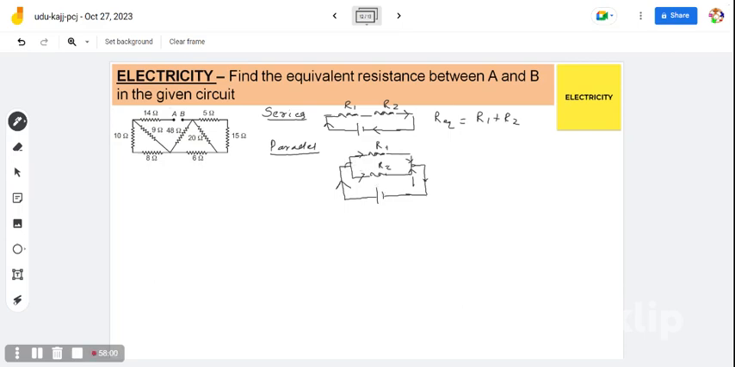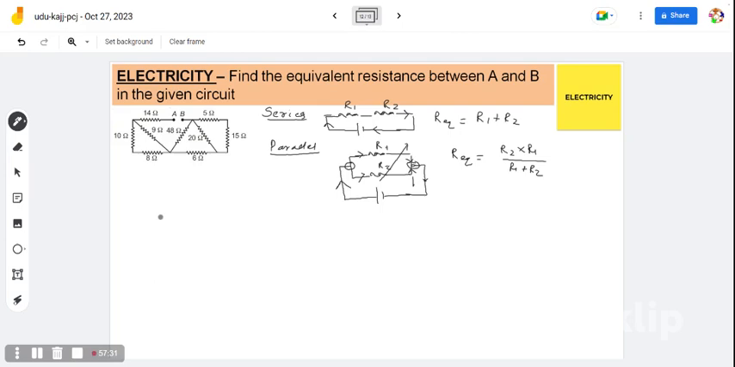So between the point at which the current divides and the point at which the current meets again, any resistances that are present in between will be in parallel. So what will be the equivalent resistance? It will be the product of both resistances divided by the sum of both resistances.